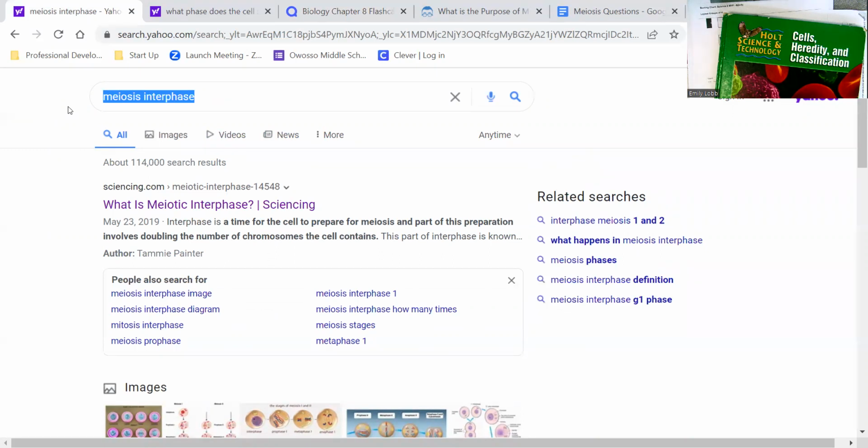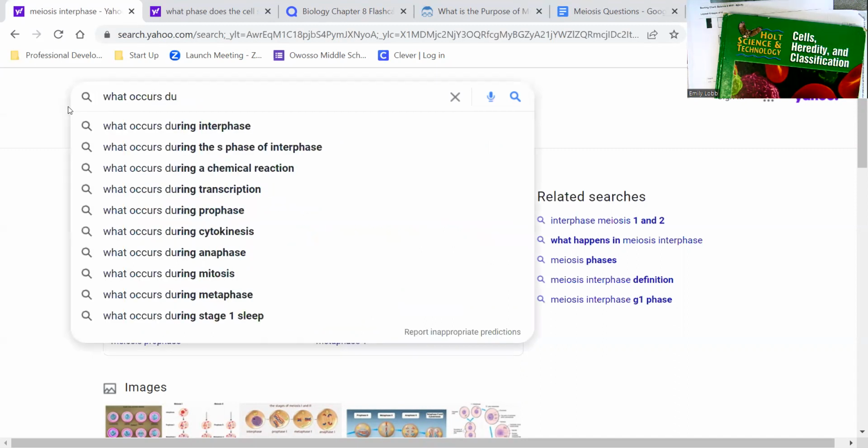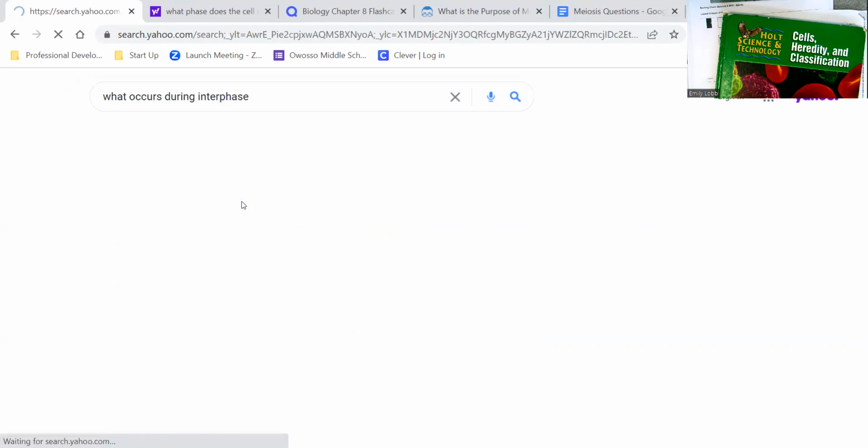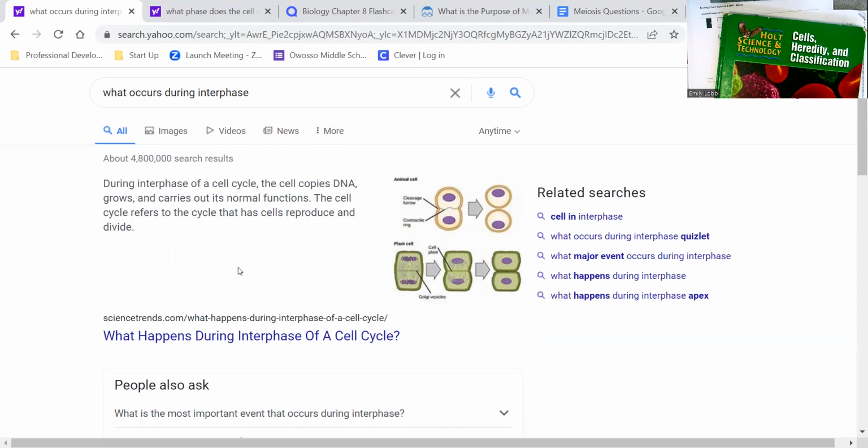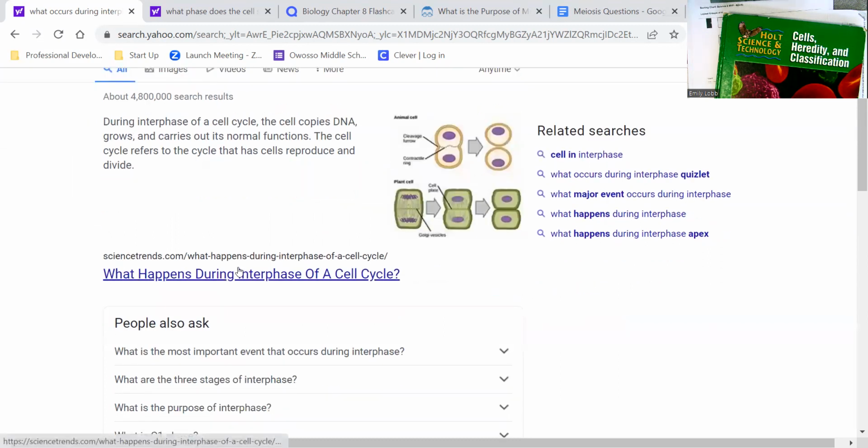Yes. Very. All right, so we do know that the answer is interphase. So we need to figure out what occurs during interphase. All right, here you go. That's it. The cell copies DNA, grows, and carries out its normal functions. So really, you only need to worry about. Remember, we talked about the three things when we were doing our notes for the cell packet?